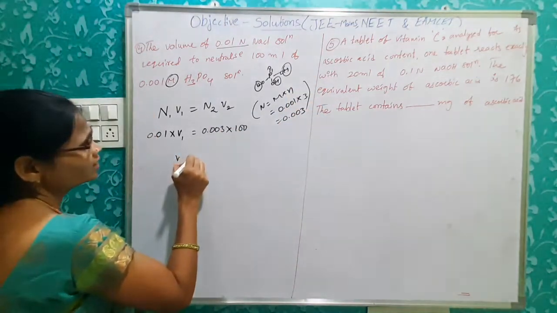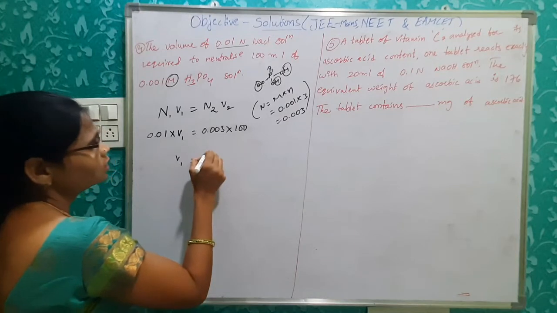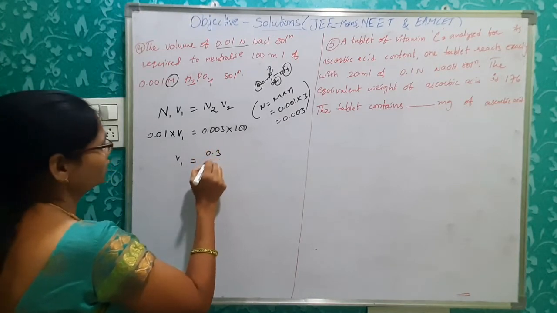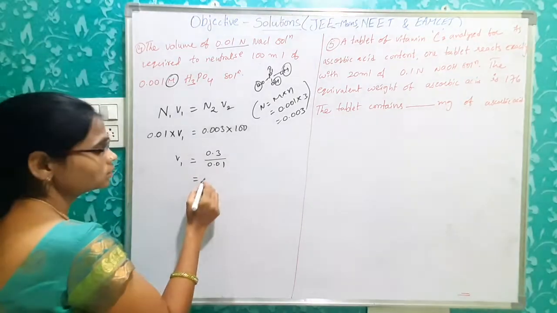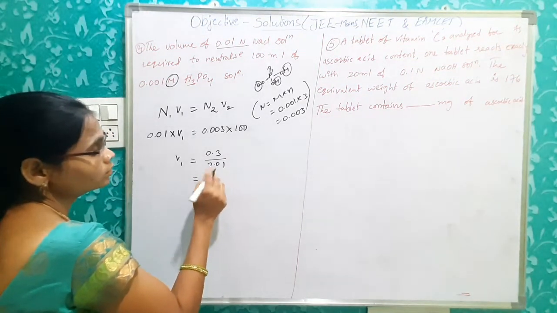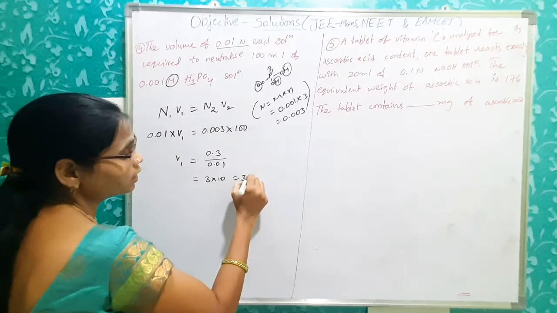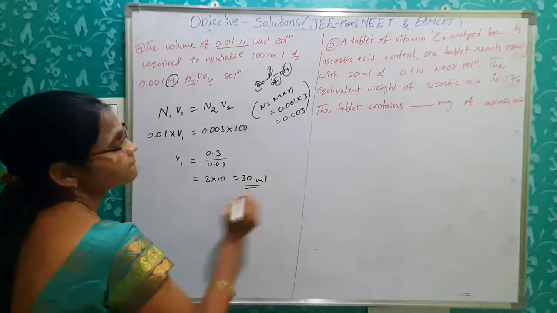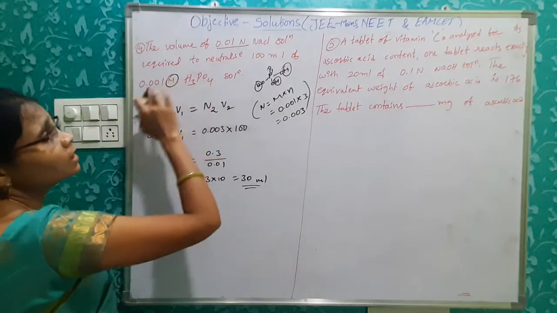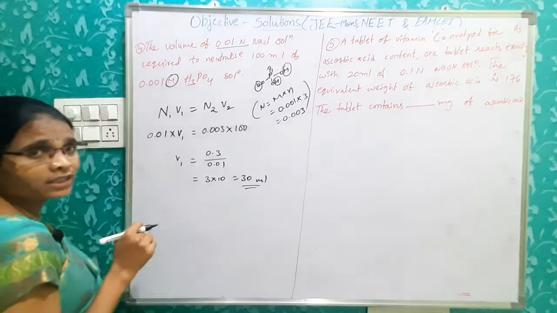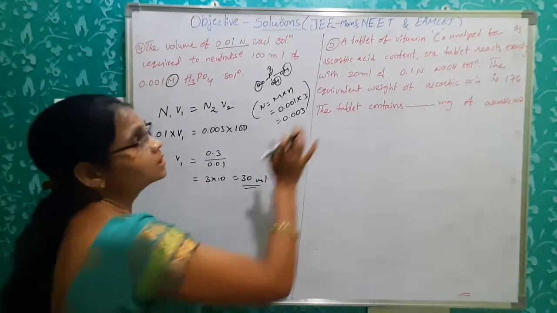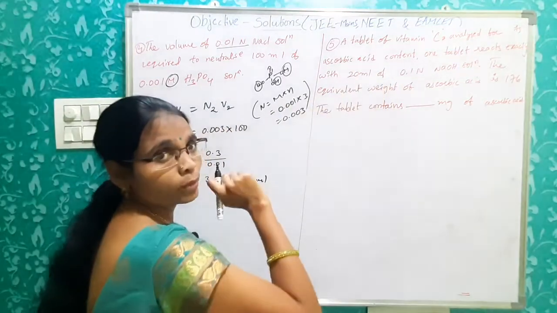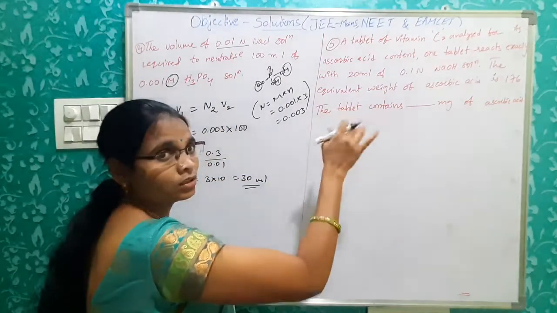Now V1 is equal to 0.3 by 0.01. How much? 3 into 10 only, that is nothing but 30 ml. Okay, so 30 ml of NaCl is required to neutralize phosphoric acid here. Clear? So now this is also a neutralization problem, but here weight is involved.